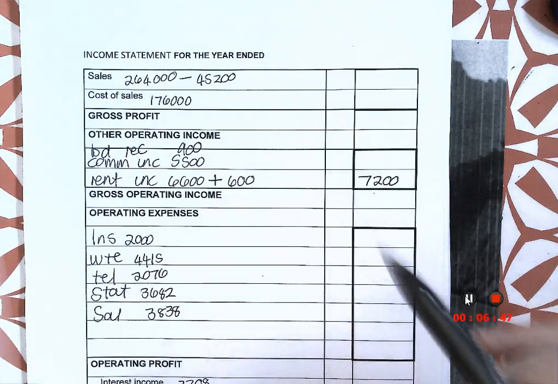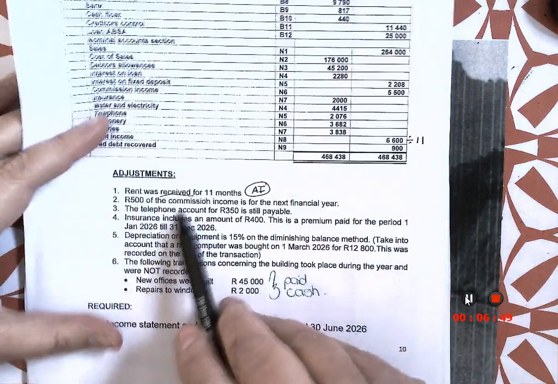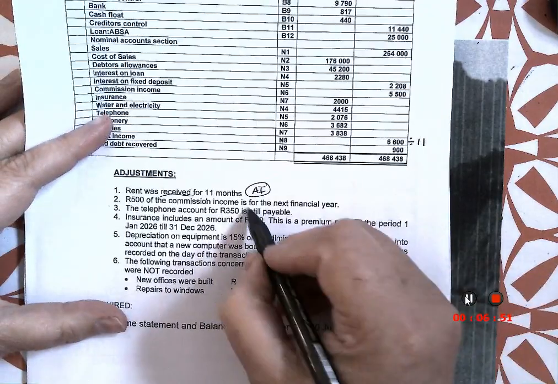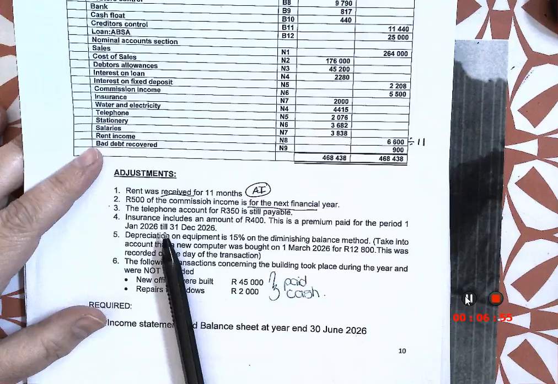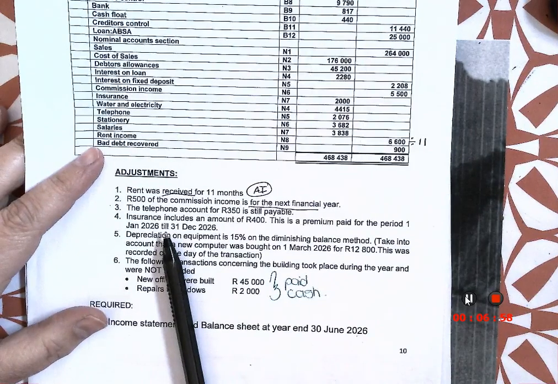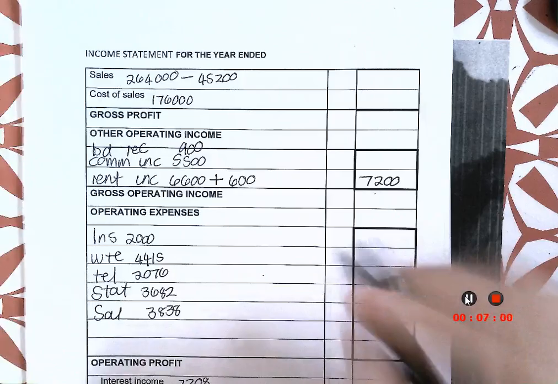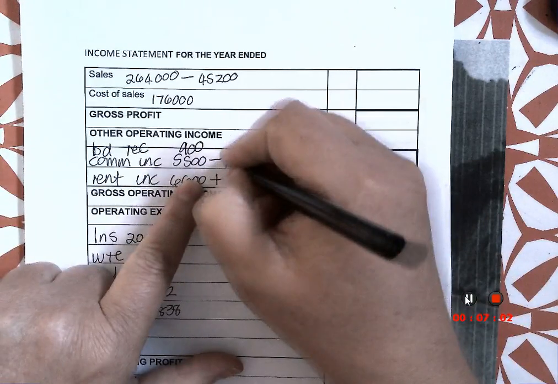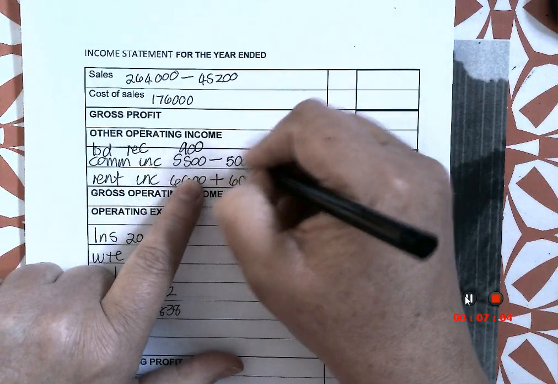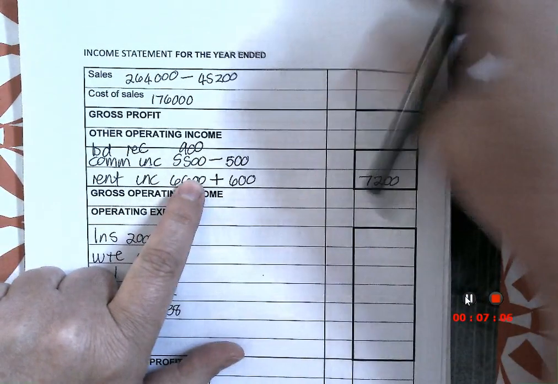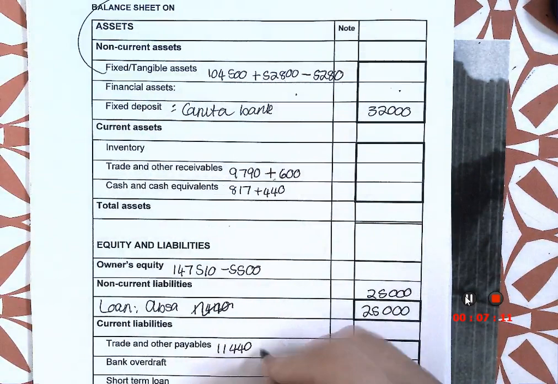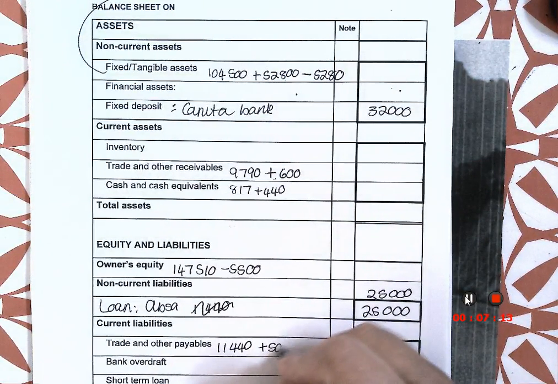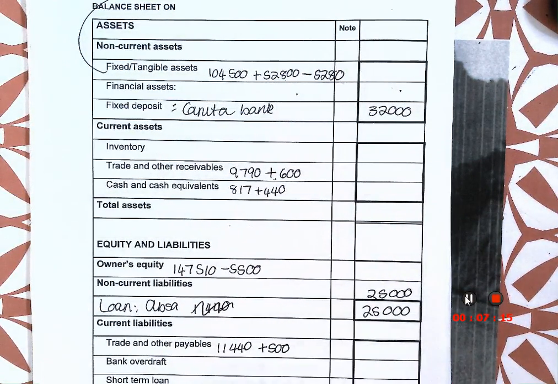Okay. So the next one, they say 500 of the commission is for the next financial year. And I know future, what does future do? Minus. It's going to minus my income, but it's going to plus receivable or payable? Payable. You guys, please don't lose unnecessary marks because you don't know.